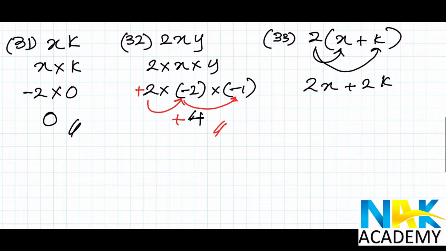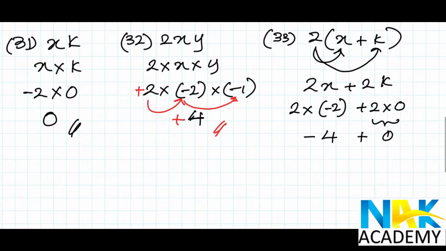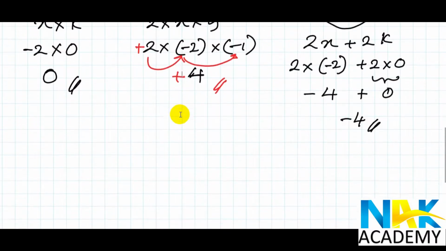Since I open these brackets by multiplying the number, I'll write 2 multiplied by x, which is equal to minus 2, plus 2 multiplied by k, which is equal to 0. Here I know the value is 0, and plus into minus is minus 4. So 0 minus 4 is eventually equal to minus 4. That is question number 33.